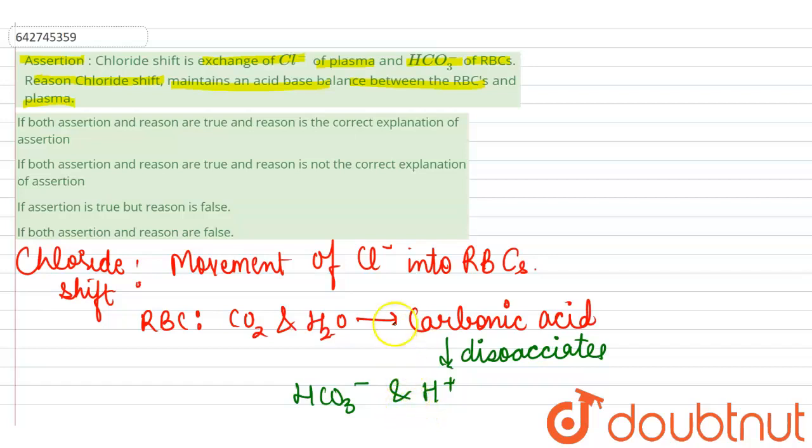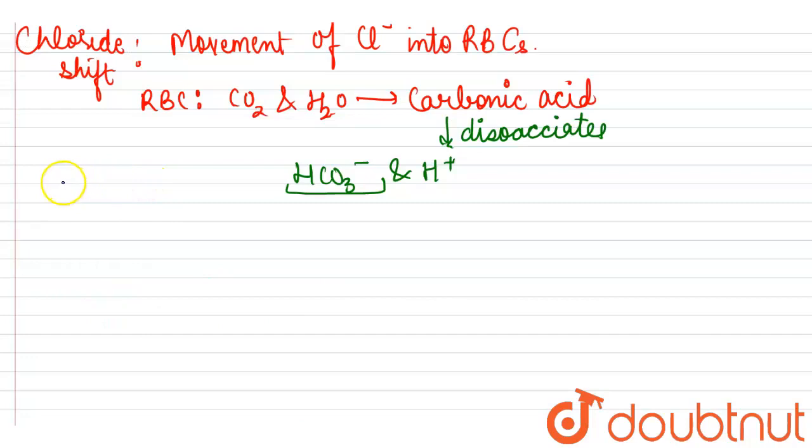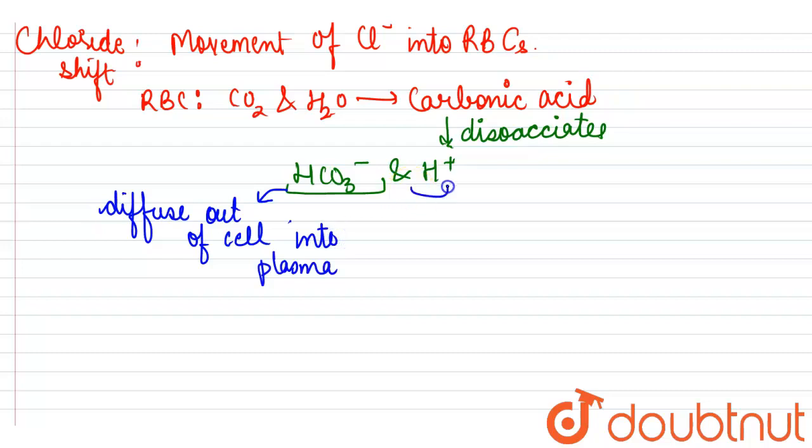Then the plasma membrane of the cell is relatively permeable to negative ions. So due to this, the hydrogen carbonate ions diffuse out of the cell into the plasma, and the hydrogen ions remain in the red blood cells. Furthermore, this creates a net positive charge inside the RBCs.